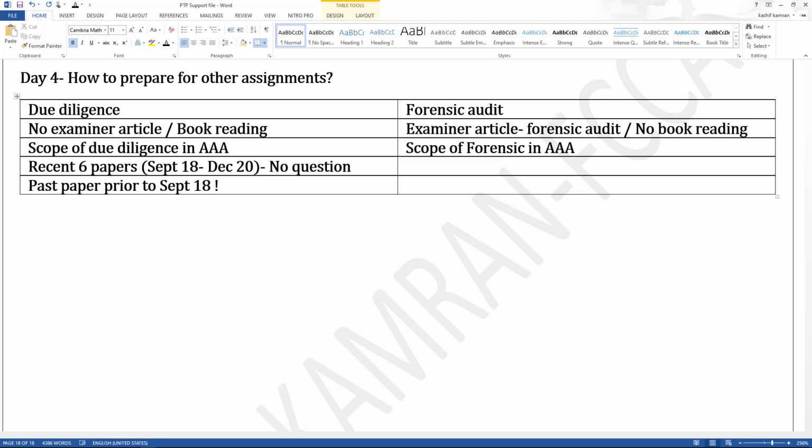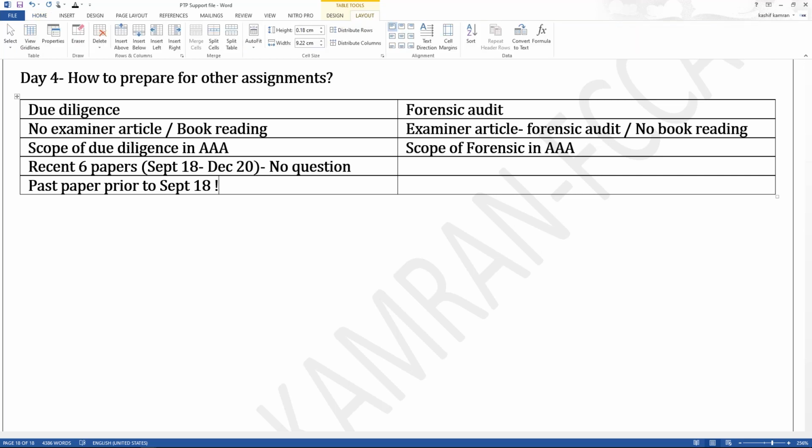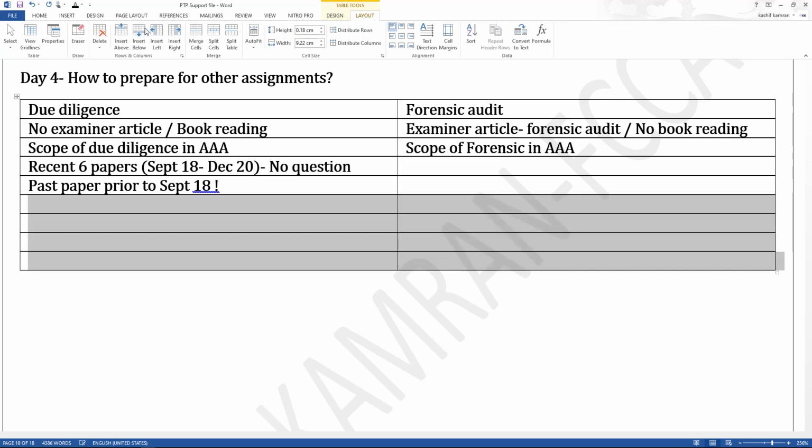Now, when you look at the past papers prior to September 18, which past papers? You will say that on the ACCA website, the past papers are only available from the 2017 exams. That's true. So you need to find the old past papers from somewhere. I will put those old past papers on the WhatsApp group after the end of the webinar, because you have to do them, as there are no recent papers on due diligence.